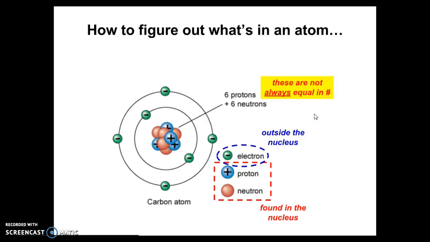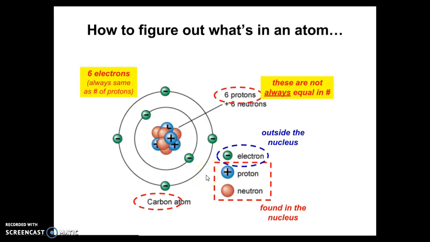Now one thing to point out, these protons and neutrons that are in the nucleus are not always equal in number. In this carbon atom, they happen to be equal in number, but that doesn't always have to be the case. One thing that does always have to be the case, though, is that the number of electrons, in this case 6, has to equal the number of protons. Why is that? Well, that's because the number of negative charges has to equal the number of positive charges, so they balance each other out, because all atoms are neutral overall. So those 6 negative electrons are balanced out by the 6 positive protons.